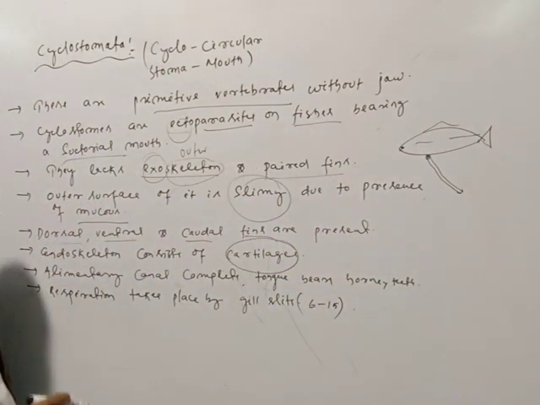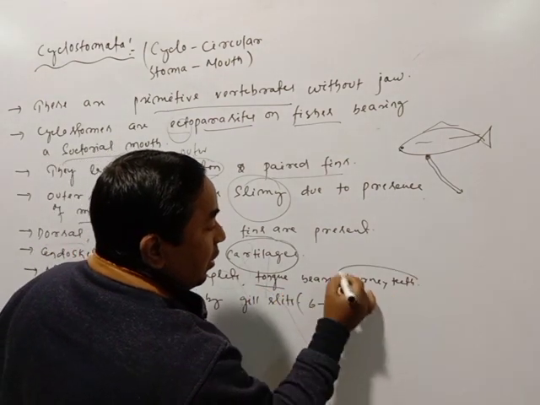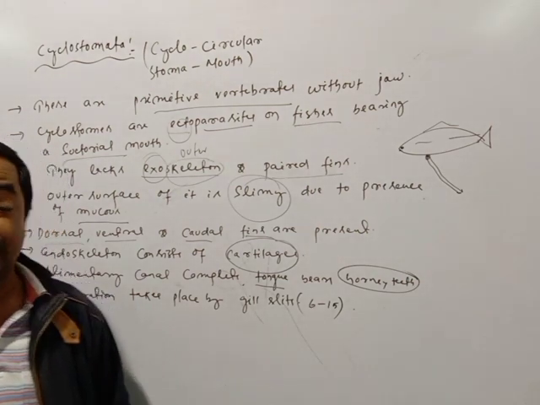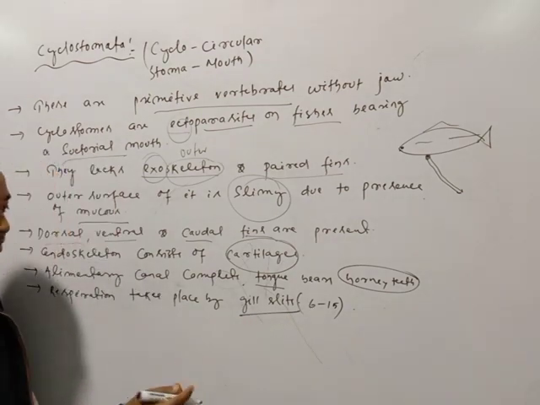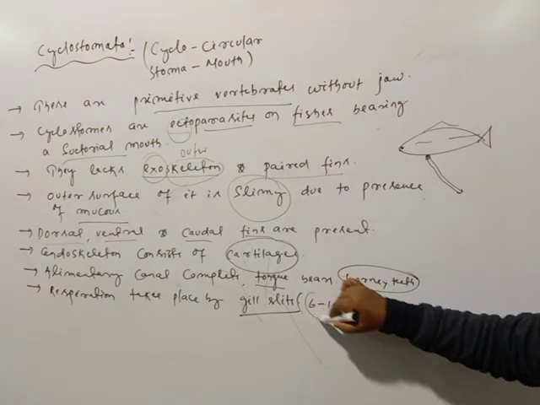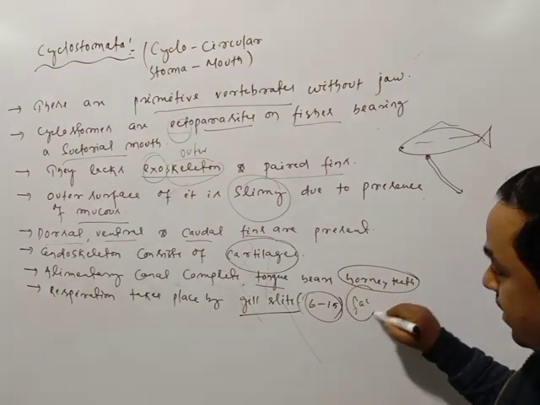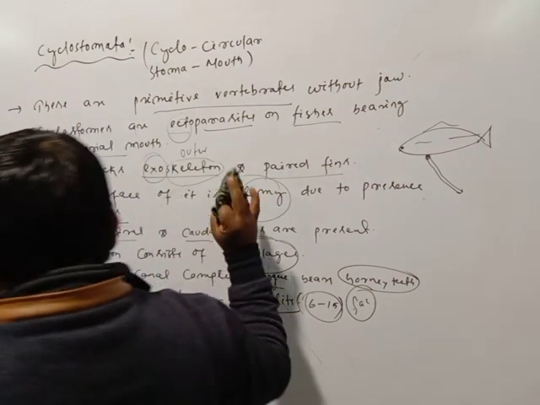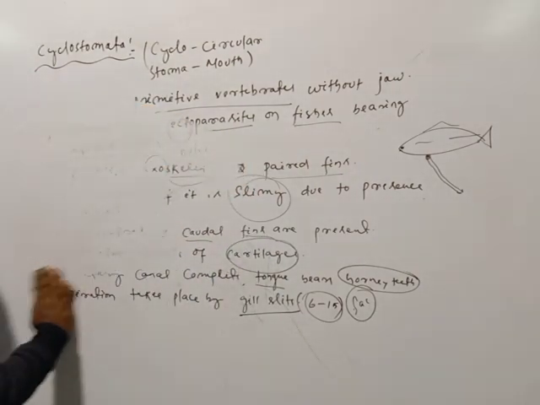Now the alimentary canal is complete, having a tongue which contains horny teeth, which satisfies their parasitic mode of life. Respiration takes place by gill slits. Here these gill slits are found. They are around 6 to 15 in number and they are found in sac-like structures. Inside this they are found. Although they are primitive vertebrates, they still show certain simple characteristics also.